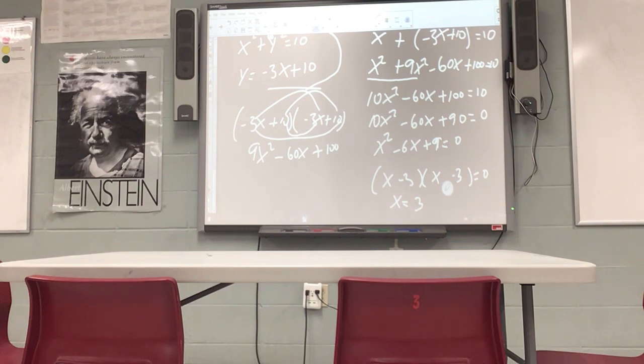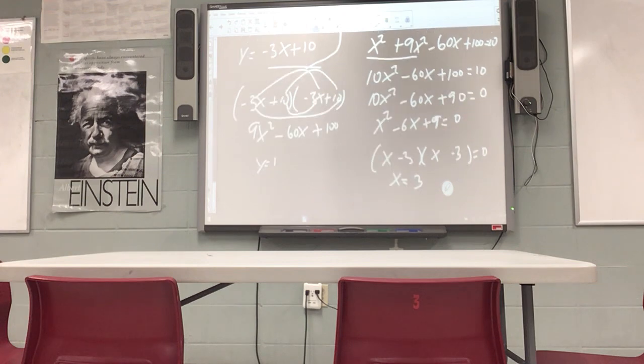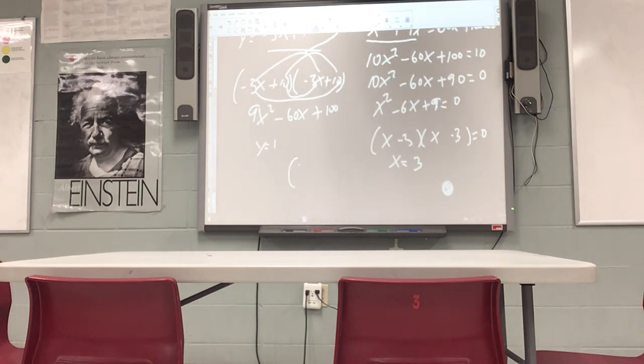Negative 3 times 3 is negative 9. Negative 9 plus 10 is 1. So our y is 1. So Christian did have it correct. You bet. So that line and circle have just that one point of intersection, so it would be tangent there, right?